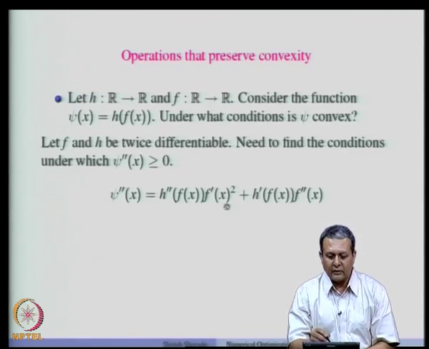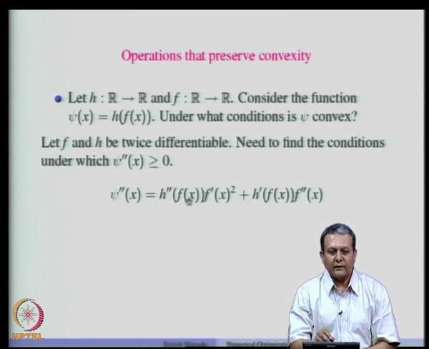Let us look at the first term. The f dash x square is a non-negative quantity, so we want h 2 dash f x to also be non-negative. Now, let us look at the second quantity. The product f 2 dash x and h dash f x has to be non-negative. If that happens and h 2 dash f x is greater than or equal to 0, then we have psi 2 dash x greater than or equal to 0.